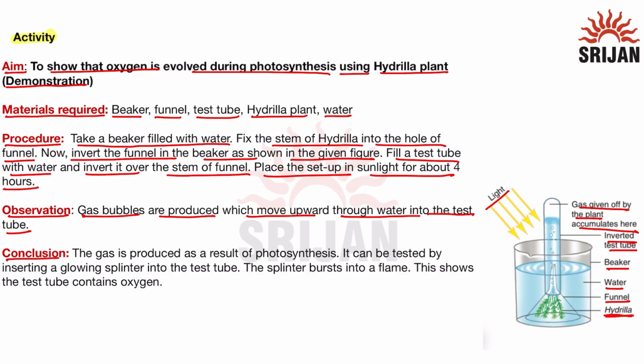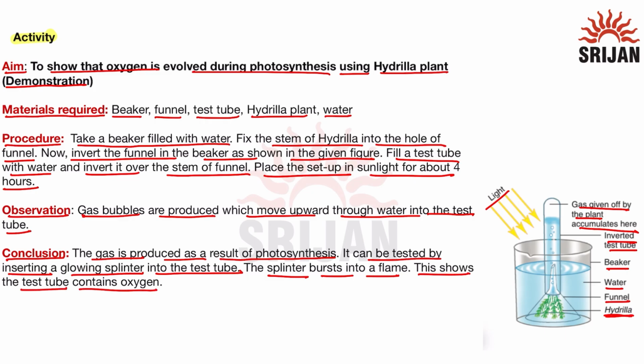Now the conclusion of this experiment is that the gas which is produced is a result of photosynthesis. It can be tested by inserting a glowing splinter into the test tube, because oxygen is required for combustion. So if a splinter is placed into the test tube, where oxygen is formed as a product of photosynthesis when the plant is placed in light, the splinter will burst into flame. Now this shows that the test tube contains oxygen.